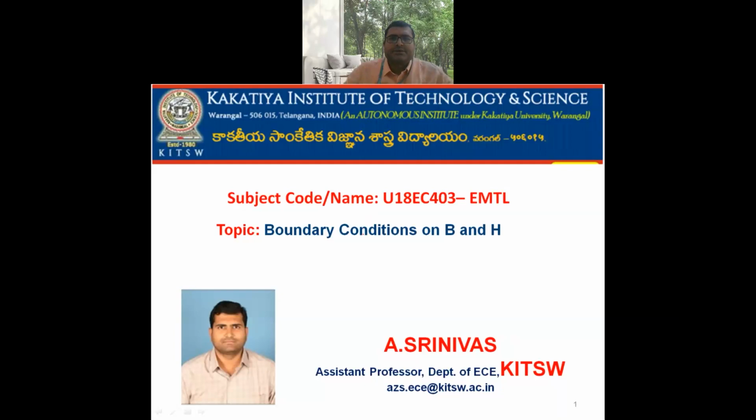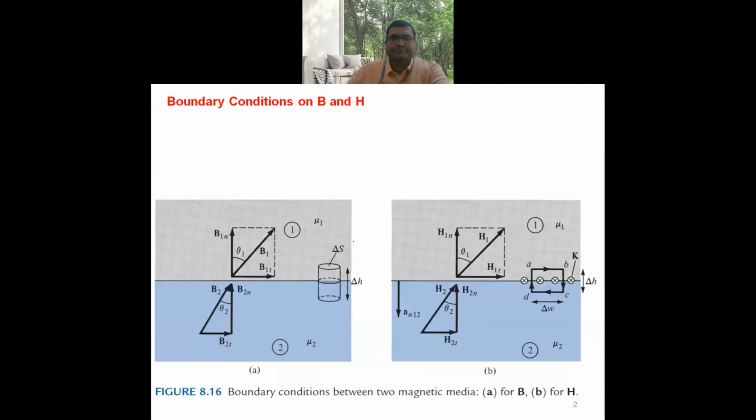Subject code U18EC403. Topic: boundary conditions on B and H. Boundary conditions on magnetic flux density and magnetic field intensity.